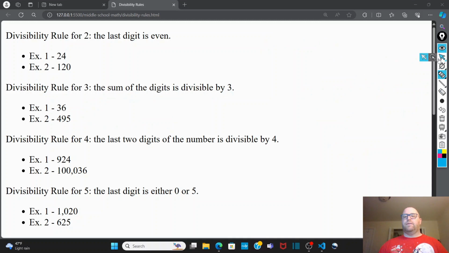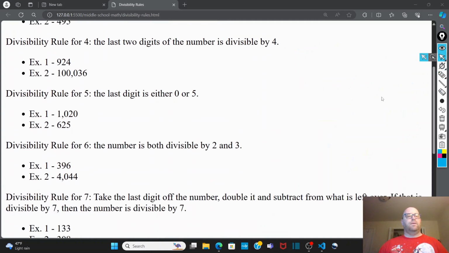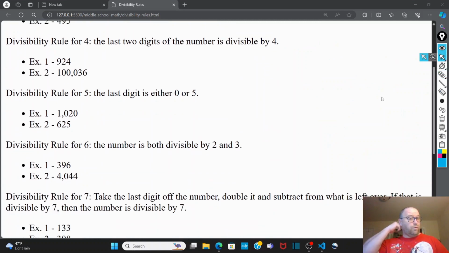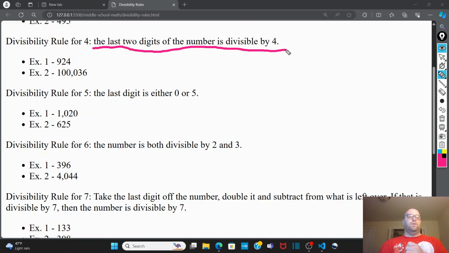Okay, let's maybe scroll up a little bit. All right, divisibility rule for 4. The last two digits of the number are divisible by 4. So let's look at this one. 24. Is that divisible by 4? Yes. 36. Is that divisible by 4? Yes. Okay.